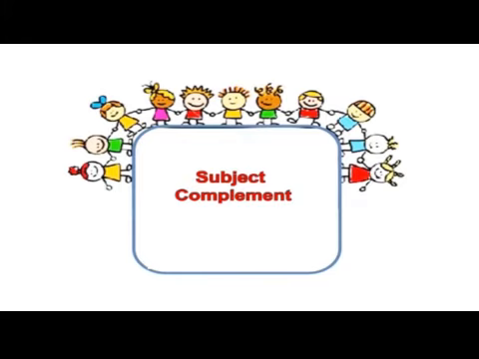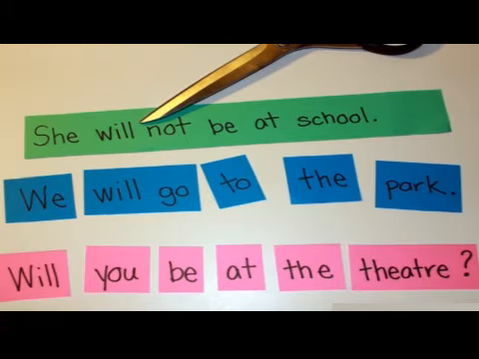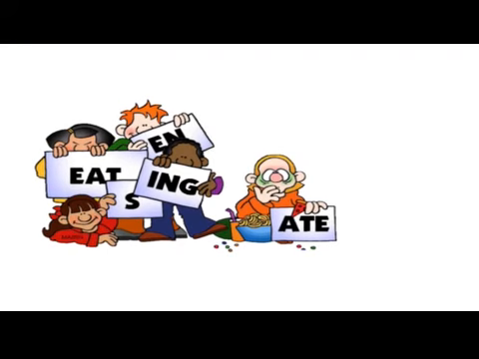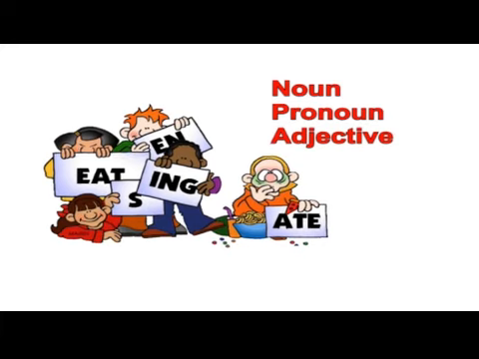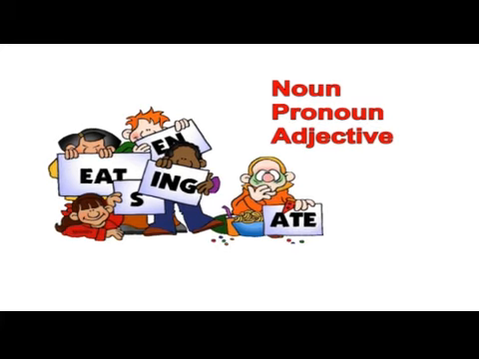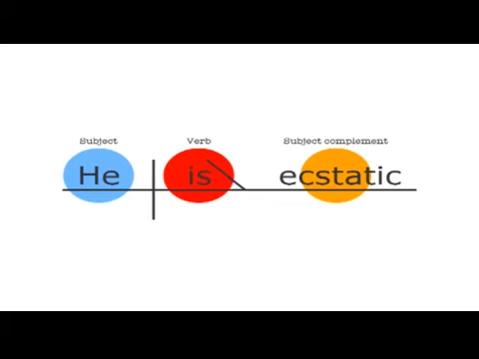Subject complement. A subject complement is found in the predicate of a sentence. A subject complement either renames or describes the subject and therefore is usually a noun, pronoun or adjective. Subject complements occur when there is a linking verb within the sentence. A complement is something that completes, and a subject complement is something that completes our idea of the subject of a sentence by giving us more information about it.